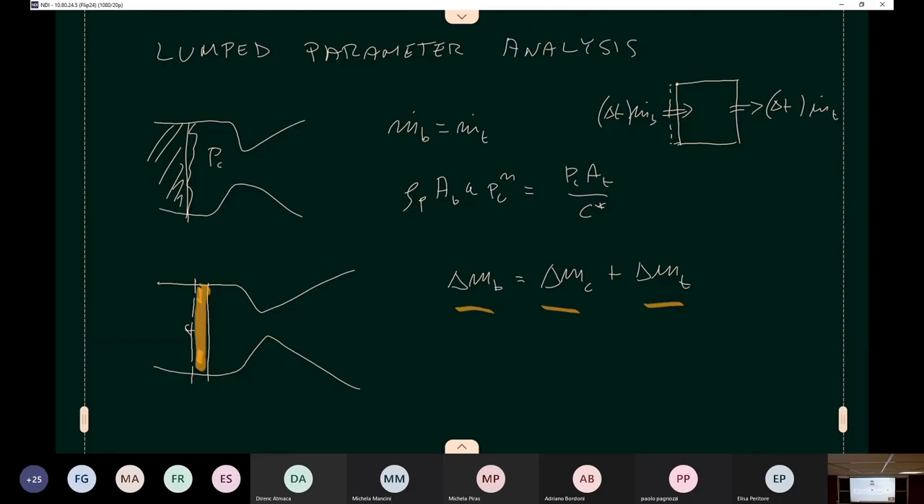And what is this delta MC? Of course it is the density, which we imagine as a constant property within this chamber, times the change of volume. And this change of volume is the same that we have used to consider the burning of the solid material. So it will be the area, the exposed surface of the propellant AB, by delta X. And this delta X is exactly the same length that we have considered for the burning rate. And so it's the burning rate by the time that has been considered.